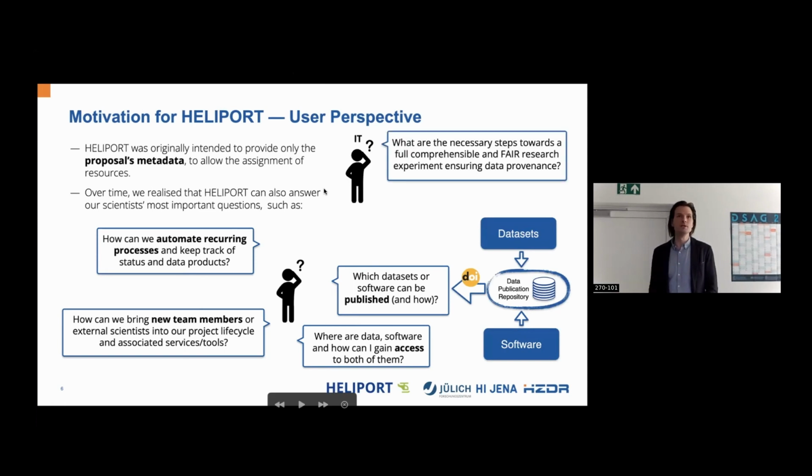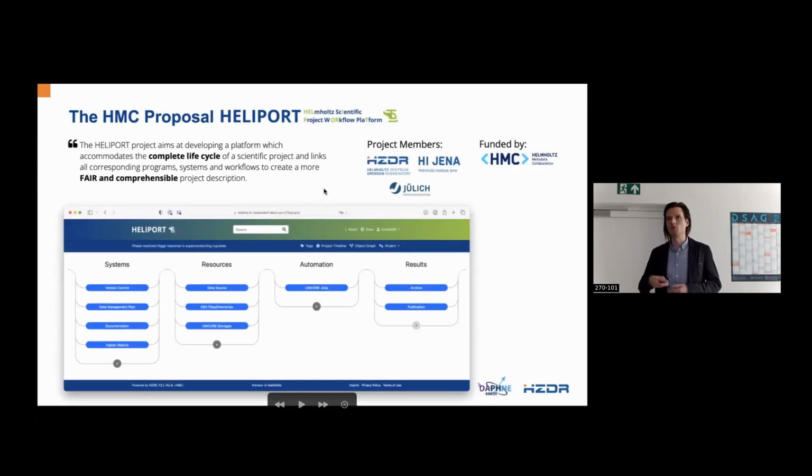And from our IT, the main questions are, what are the necessary steps towards a full, comprehensible, and FAIR research experiment, and how can we ensure data provenance? And in the long term, how can we reduce computations and save energy? So when we show in HELIPORT that there was a computation on our cluster, every team member knows that a rerun is not necessary. So we started the HMC proposal, HELIPORT.